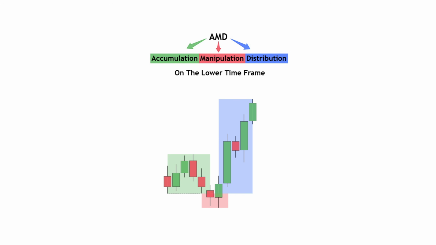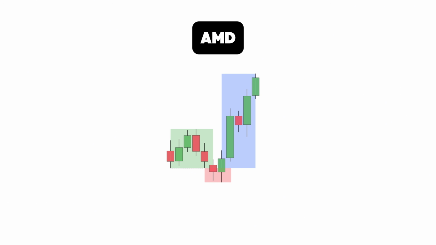Hello everyone, today I want to talk about AMD, which is accumulation, manipulation and distribution, and how you exactly use it on the lower time frame to make sure you actually catch the right move and don't get stopped out instantly. So AMD is basically a very simple three-step cycle the market uses to move price, and you will see this happen every single day and also on every single time frame.